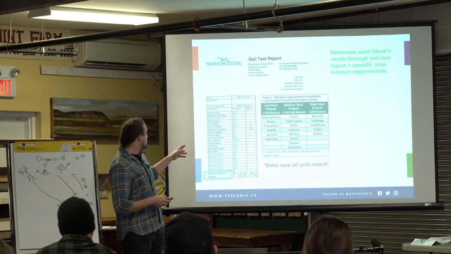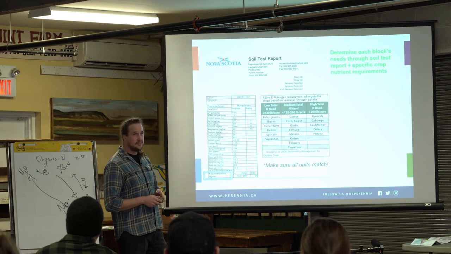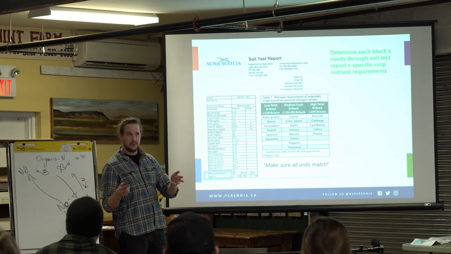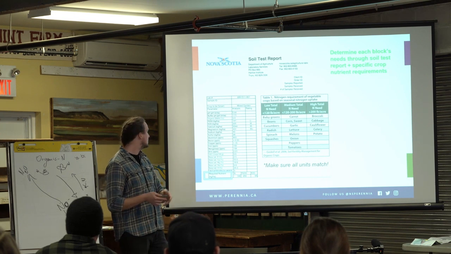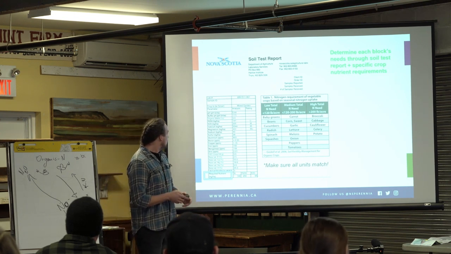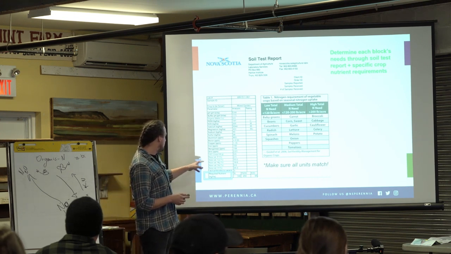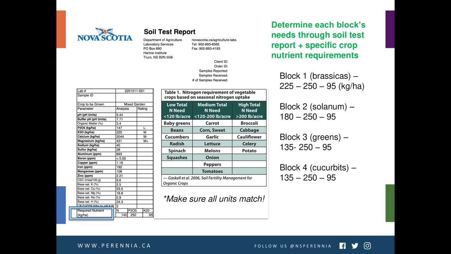So I have a look at my soil test report. In hindsight, I should have used the same soil test report you guys have in your paper. I didn't. Don't hold that against me. But the most important thing I want to mention here is you have your recommended nutrients at the bottom. You notice they're in kilograms per hectare. And as Rosie said, the nitrogen is a recommendation based on the crop to be grown. So my crop to be grown was mixed garden. I mean, that's a wide range of crops.